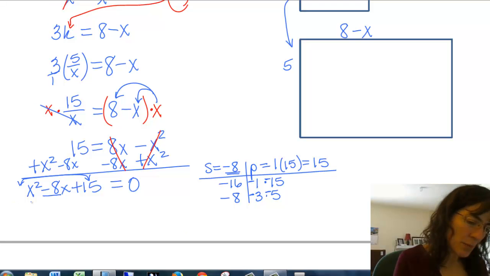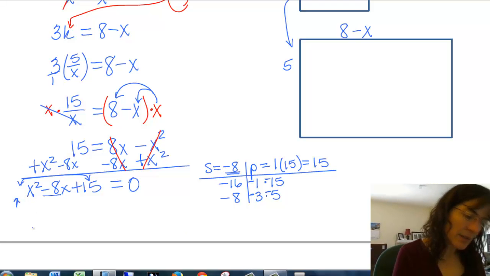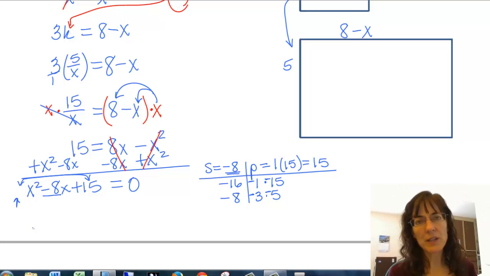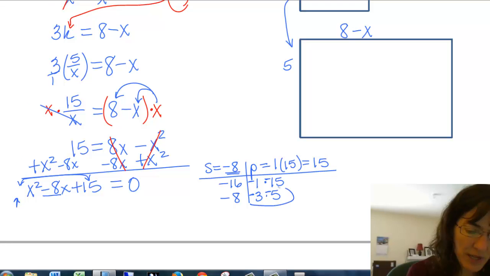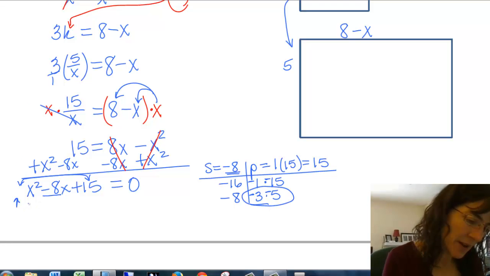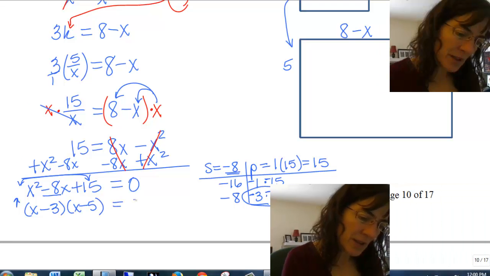And then because I have a lead coefficient, or a number in front of the x squared, that's a 1, I can use a shortcut, and that is to take these as part of my factor. So I have x minus 3, x minus 5 equals 0.